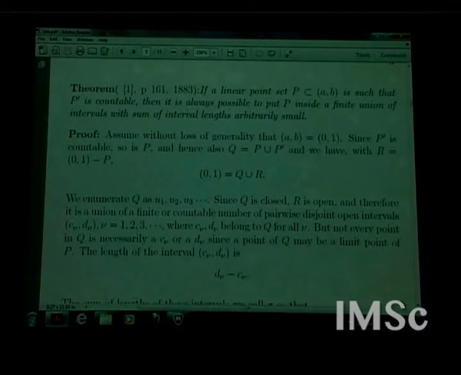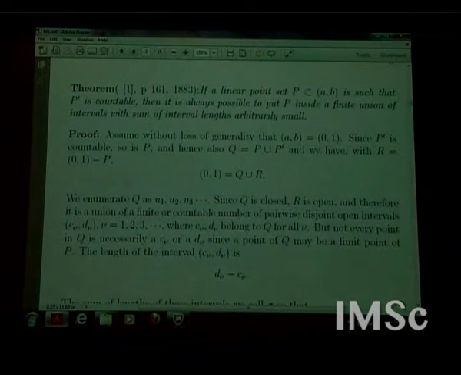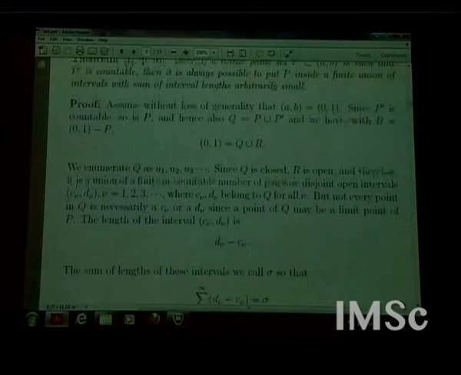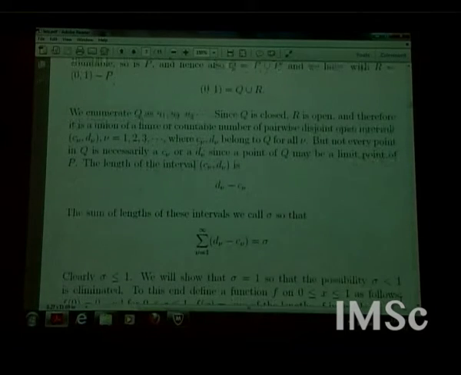Assume without loss of generality that [a, b] is [0, 1]. Since P prime is countable, so is P, and hence Q, P union P prime, is also countable. So we have [0, 1] equal to Q union R, where R is [0, 1] minus Q. R is not so important here. So we enumerate Q as u1, u2, u3, etc. That means the closure of P is enumerated as u1, u2, u3.